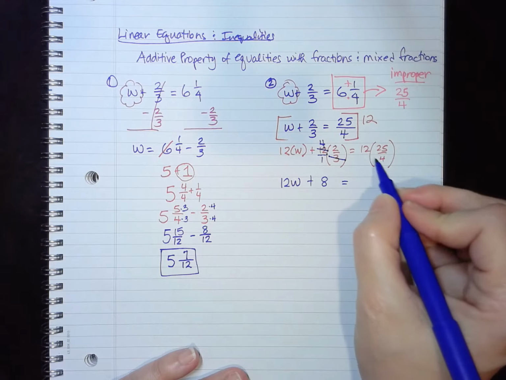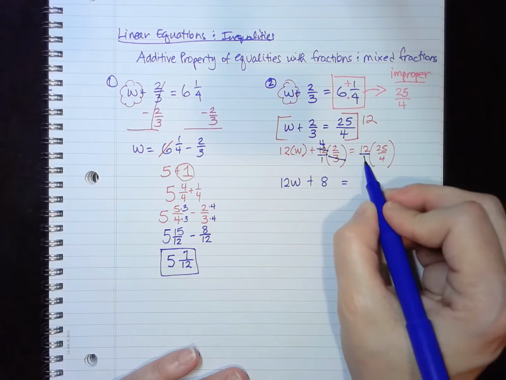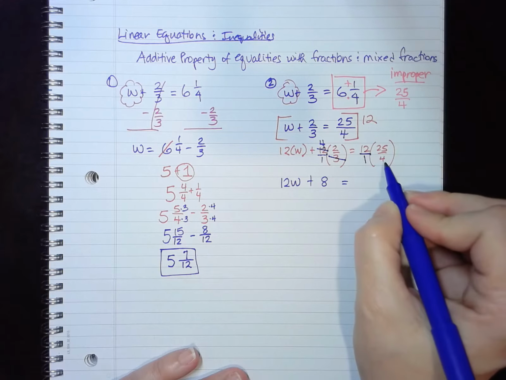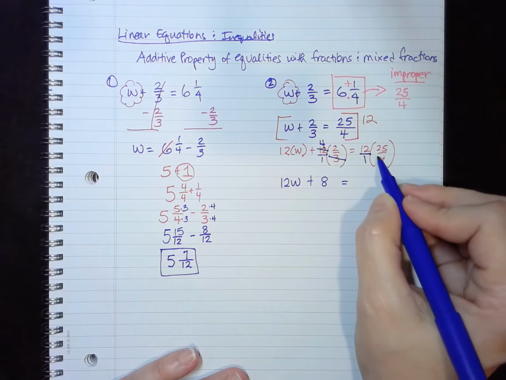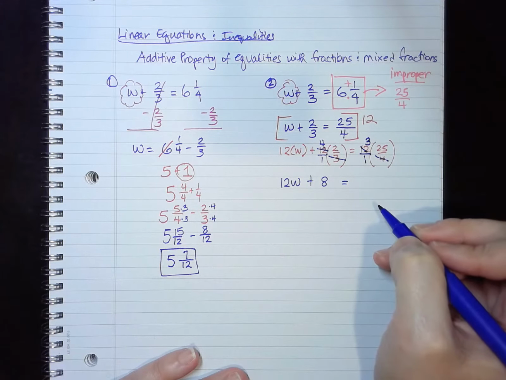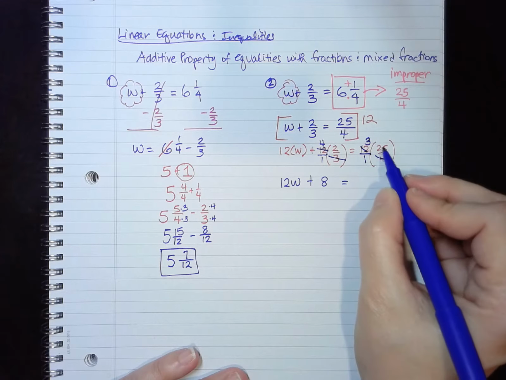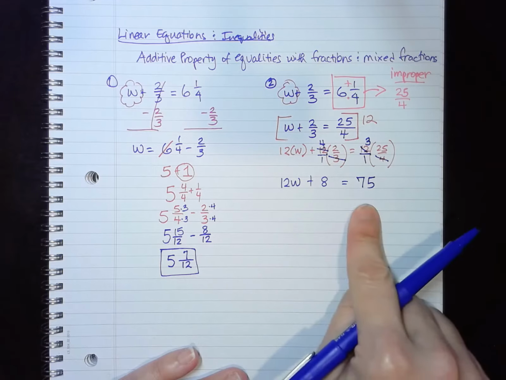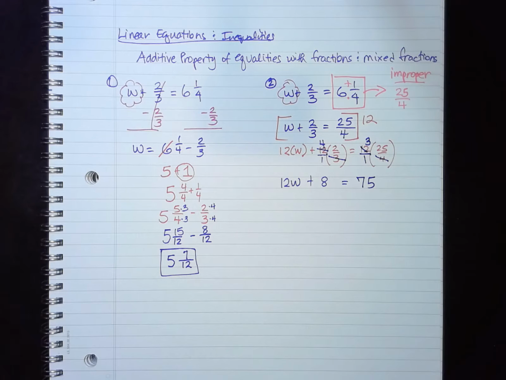And the same thing is going to happen down here. This is 12 over 1. I'm multiplying 12 over 1 times 25 over 4. I pick 12 because 4 goes into 12. And 4 goes into 12 3 times. And so now I have 3 times 25, which is 75. And so now I've got this equation that doesn't have fractions in it anymore, and I can just solve it like normal.